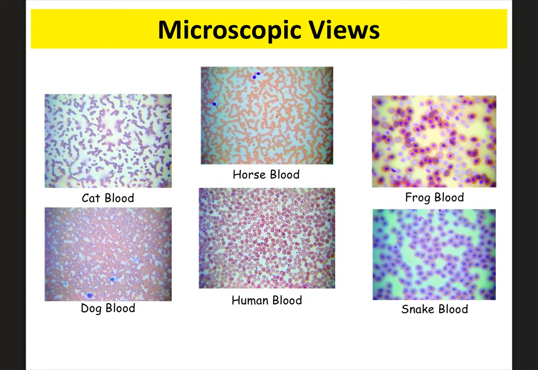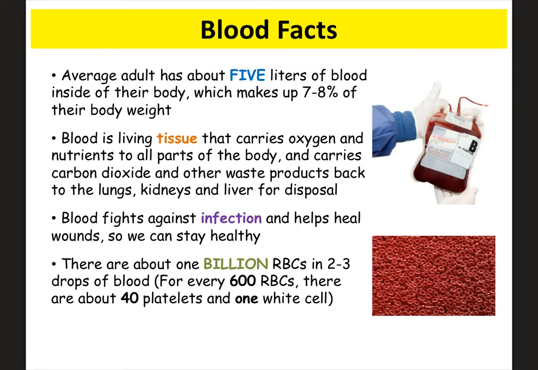I just wanted you to see some different microscopic views here of different kinds of blood. You can see a couple different animals here, cat, snake, frog, and then you can see how it compares to humans. You definitely see some similarities and some differences, but it's neat to see some of these different views. There are some different blood facts on this slide.